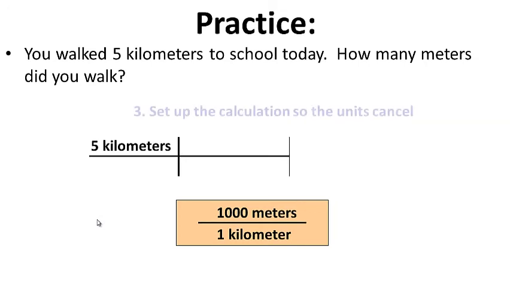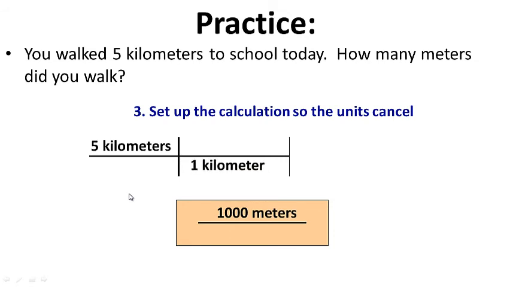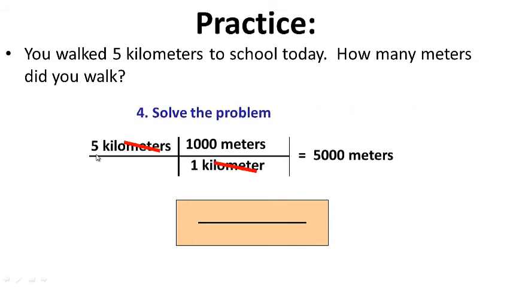Step 3, set up the calculations so the units cancel. Now we have kilometers here. We're going to want to have kilometers down there. So let's put our kilometers here. And 1 kilometer has 1,000 meters. And our units cancel. After that, it's a simple multiplication and division problem, which brings us to step 4. Solve the problem. 5 times 1,000 divided by 1 tells you that you walked 5,000 meters to school today.